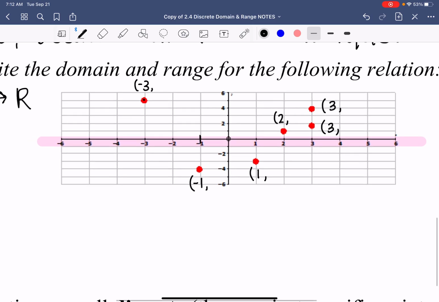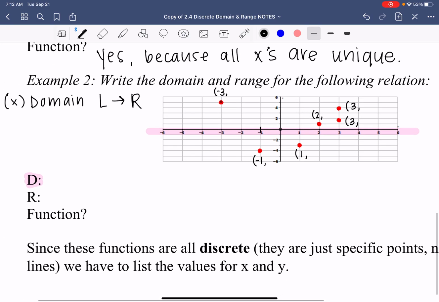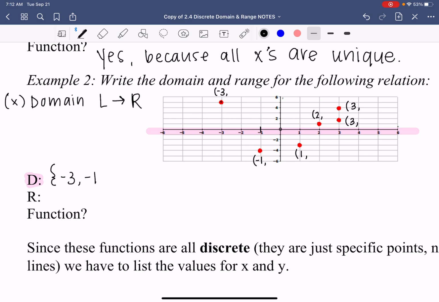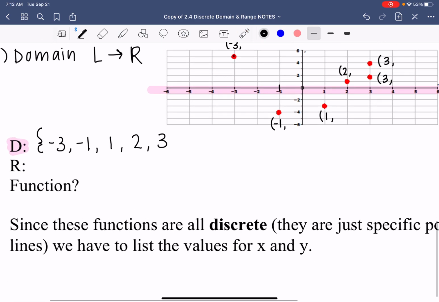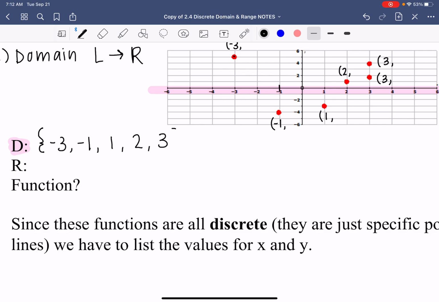Okay, notice how I've started my ordered pairs. Now I'm just going to list them in order from left to right. My furthest left one is -3, then -1, 1, 2, and 3. Notice how there are two 3s. But if we remember in our description, we do not repeat numbers. So because we do not repeat numbers, listing our domain is done.